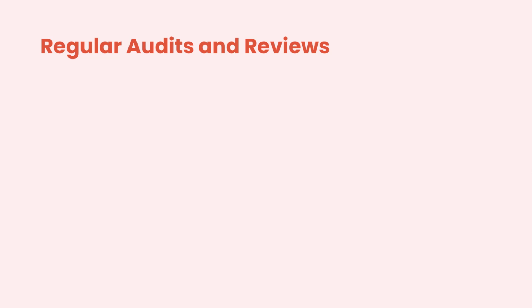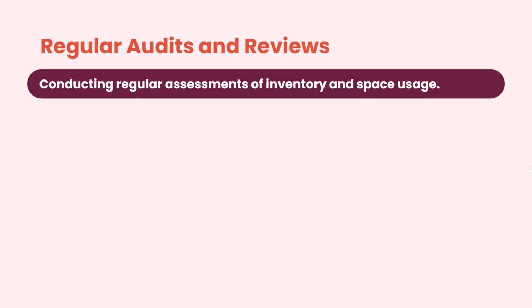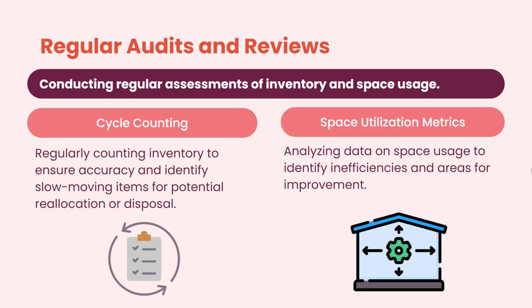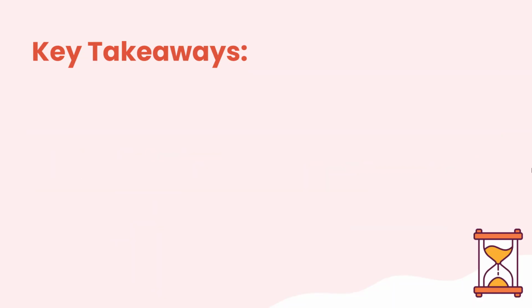And the last way to optimize storage space is regular audits and reviews, which deals with conducting regular assessments of inventory and space usage. First feature is cycle counting, where you regularly count inventory to ensure accuracy and identify slow moving items for potential reallocation or disposal. And second is where you study space utilization metrics by analyzing data on space usage to identify inefficiencies and areas of improvement.